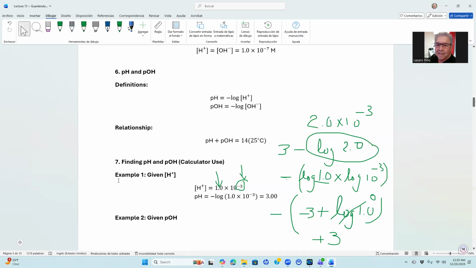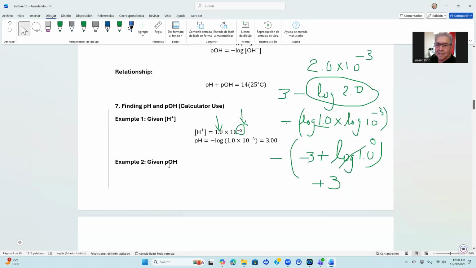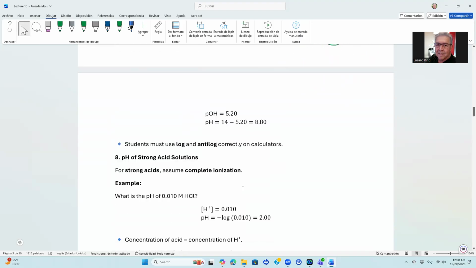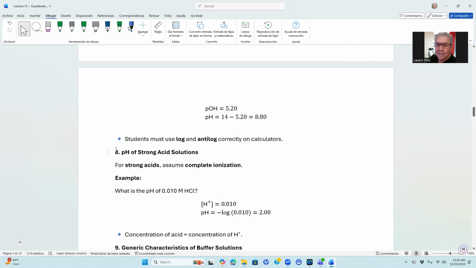When you are given the pOH, you can calculate the pH because you subtract 14 minus the pOH and you will get the pH. In the case of strong acid solutions, it's very easy to calculate the pH because it's minus log of the concentration of the acid.